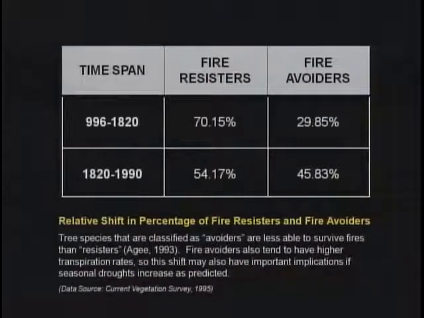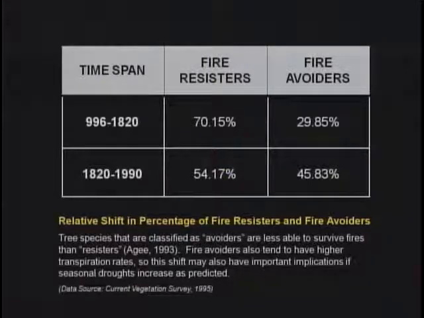And here, this is an interesting one too. Again, a huge landscape level data set, the Current Vegetation Survey done in 1995. If you look at the trees that germinated from the year 996, the oldest one in the record, to 1820, you see 70% are fire resistors. This is Jim Agee's term, right? Fire resistors versus fire avoiders, like they're going to get up in their little roots and run away or something. But basically trees that get hurt by fire, like true firs and hemlocks, as opposed to fire resistors like Doug fir and ponderosa pine. So you notice an important shift, a 15% drop in fire resistors and a 15% increase in fire avoiders.